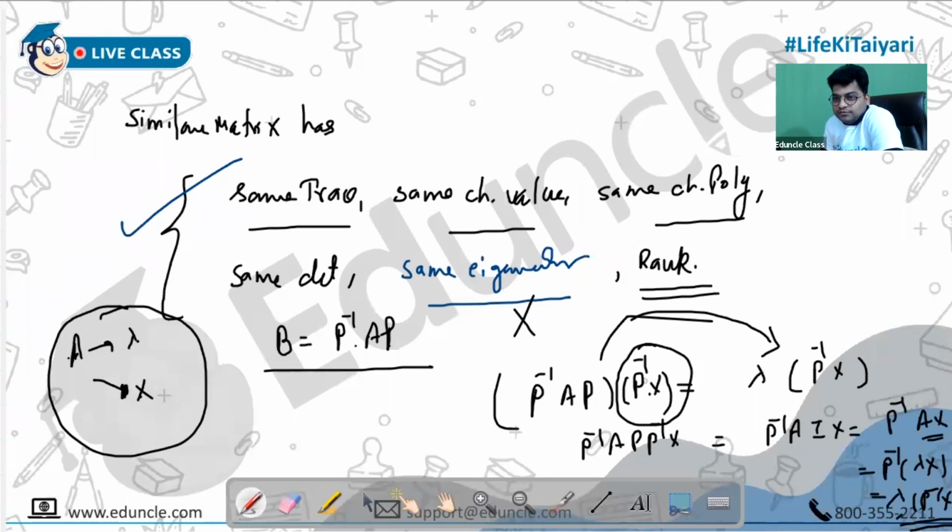How can you say it is true? Can someone tell me? Same eigenvalue, same rank. How can you say same eigenvalue means same rank? There is no relation of rank to the eigenvalues. Is there any relation between the rank and the eigenvalues? It would mean that if two matrices have the same eigenvalues, then they have the same rank.